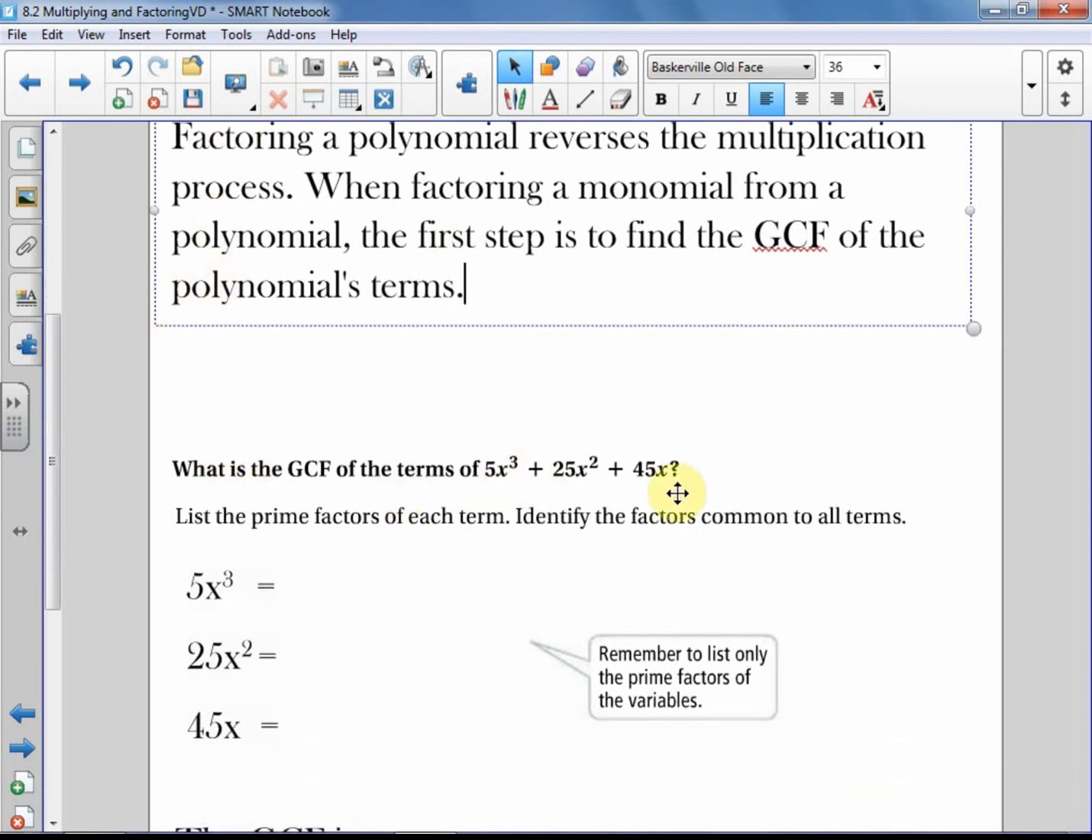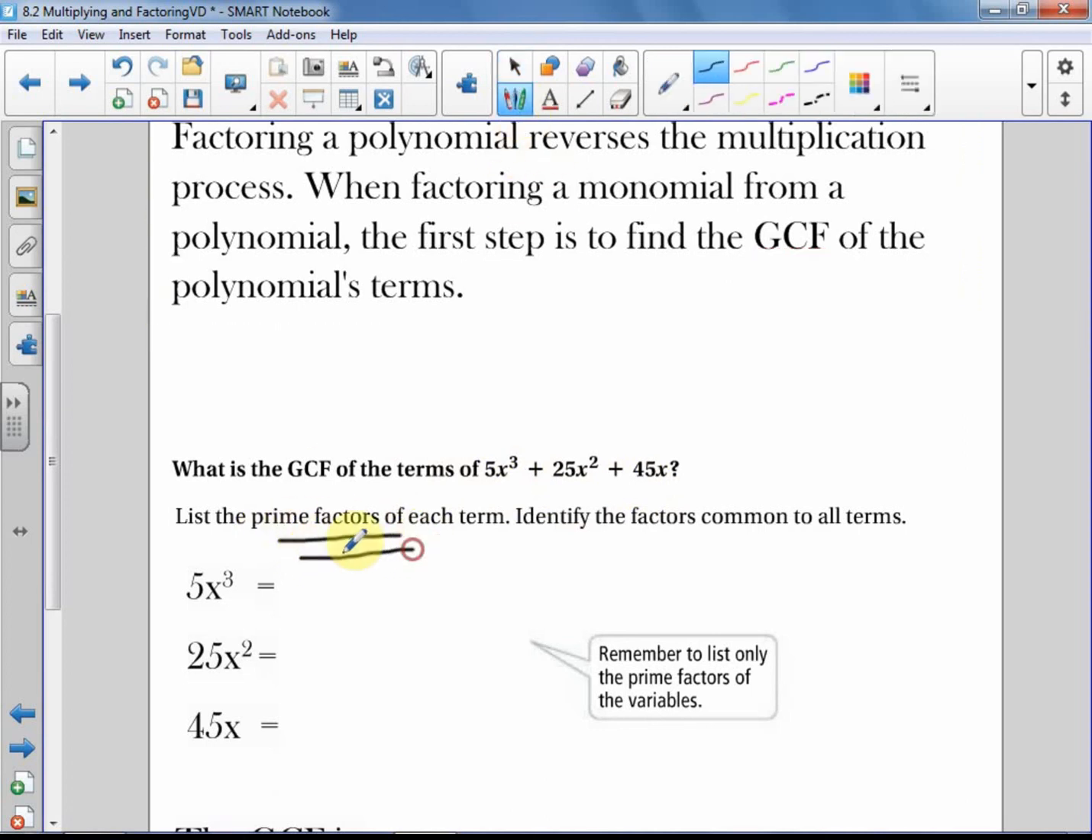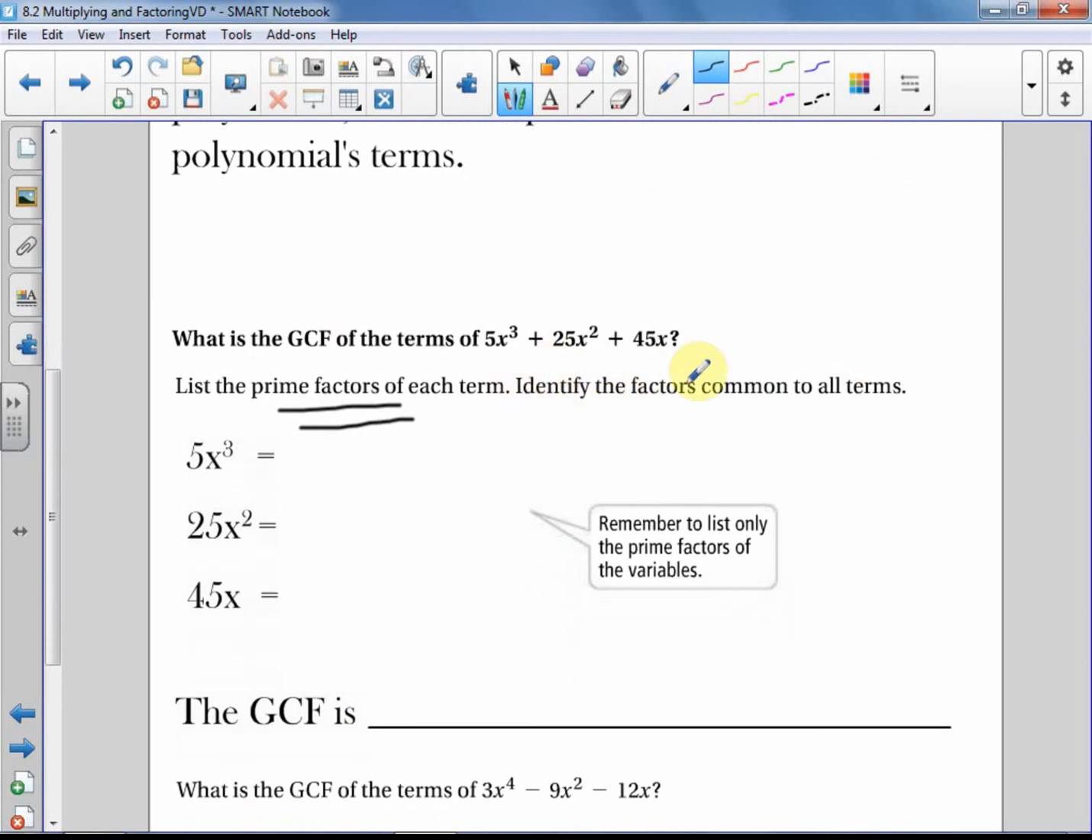So to find the GCF of a polynomial, we're going to list the prime factors of each term. Remember, prime numbers have factors of just 1 and themselves. So I'm going to identify the factors common to all the terms at the very end. First, I'm going to list the prime factors. 5x cubed, well, that's pretty nice because 5 is a prime number. So it has prime factors of 5 times x times x times x. This is the prime factorization of 5x cubed.